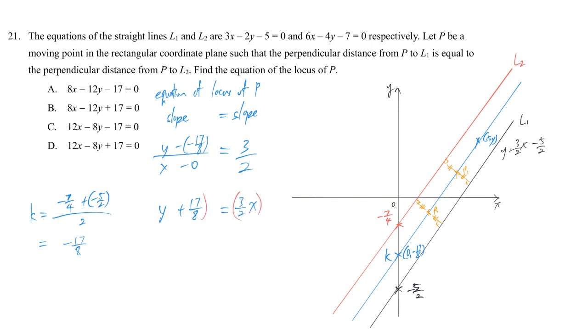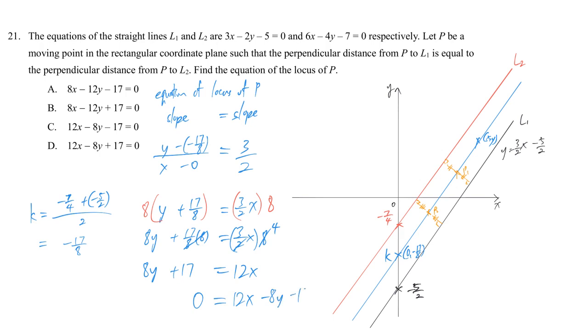I hate fractions and we don't find fractions in the options, so we multiply by 8, because 8 can be divided by 2, and 8 can also be divided by 8. So we have 8y, and at the same time 17 over 8 times 8 cancels out, giving 17. On the right, 3 over 2 x times 8: 8 divided by 2 is 4, so 3 times 4 gives 12x. Finally, for the general form we put every term on one side, so that we have a positive x term: 12x minus 8y minus 17 equals 0 is the answer. That's why the answer is C.